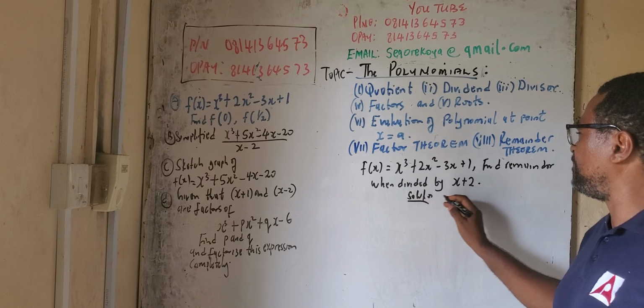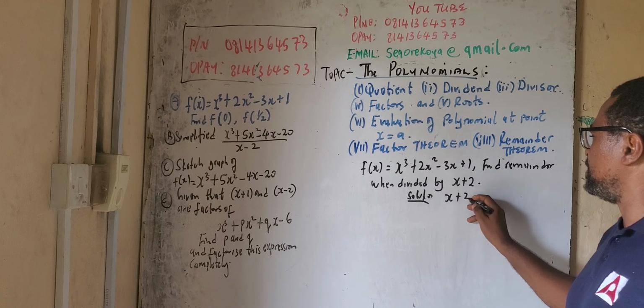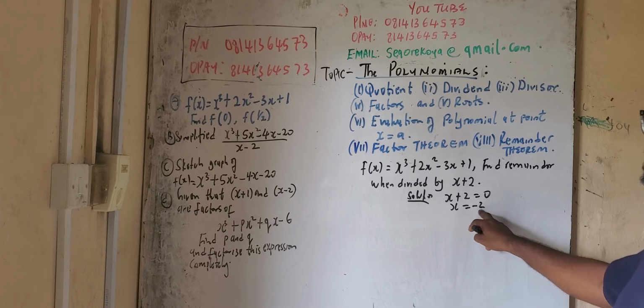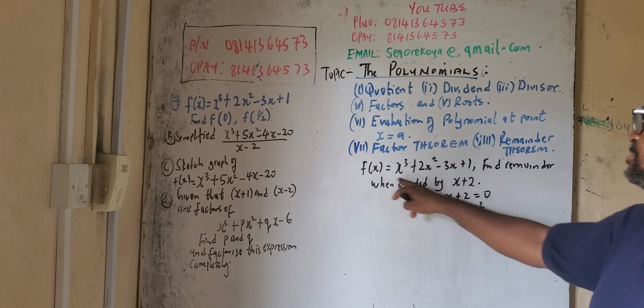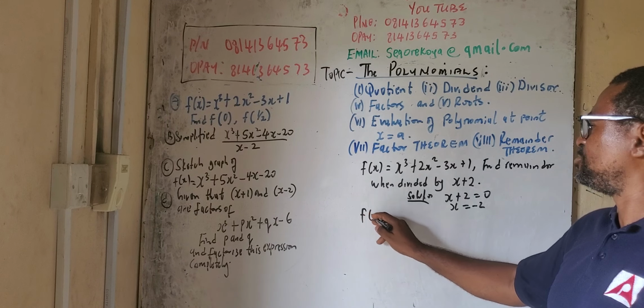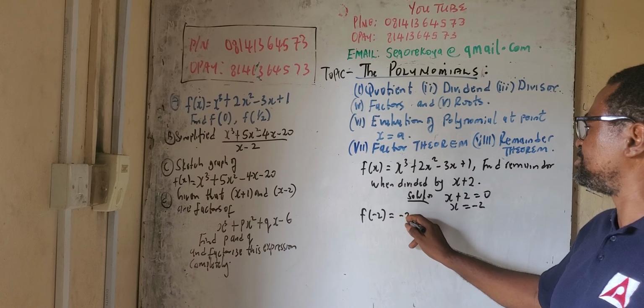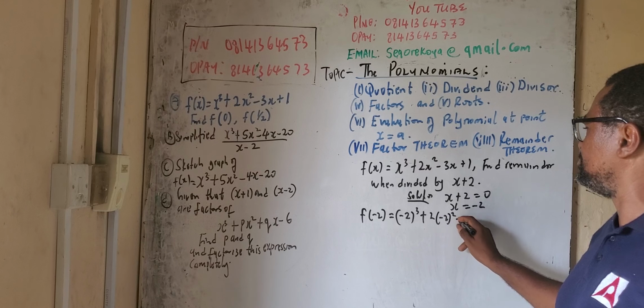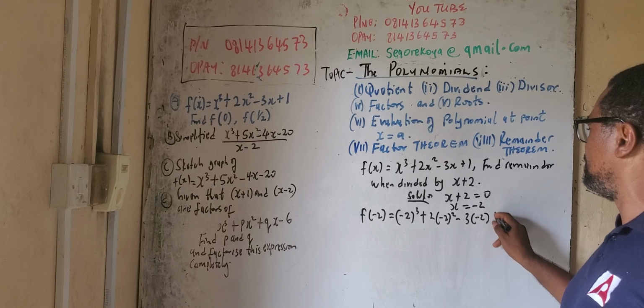To find the remainder, we set this x plus 2 to be equal to 0. So my x will be minus 2. So anywhere I see x, I put minus 2. So I have f of minus 2 is equal to minus 2 raised to power 3 plus 2 times minus 2 raised to power 2 minus 3 times minus 2 plus 1.